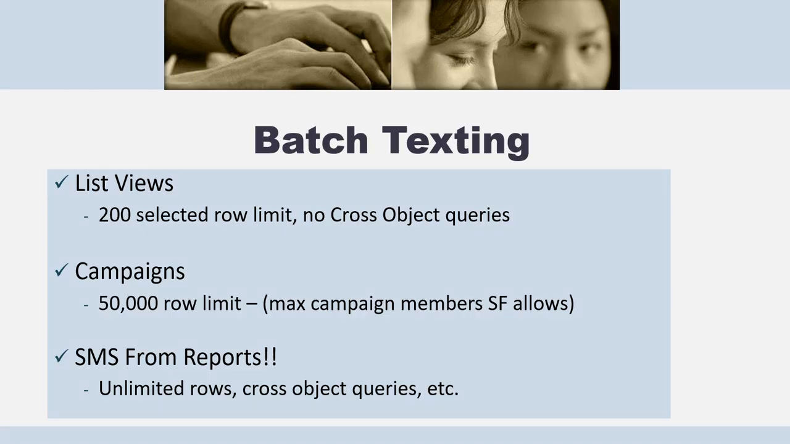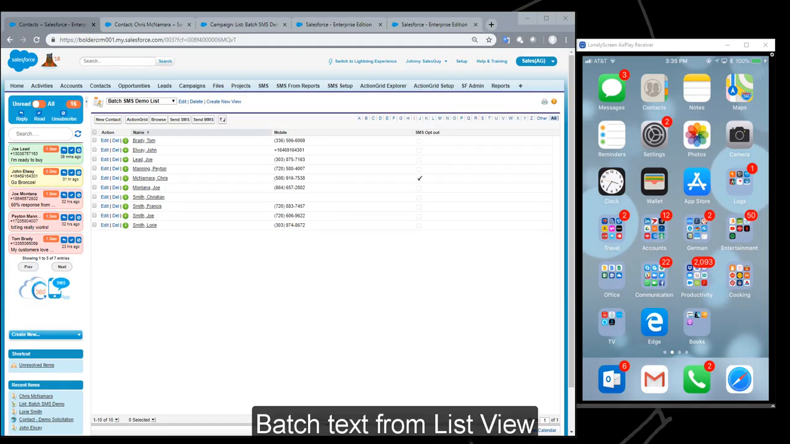Okay, now let's talk about batch texting. Just for speed, I won't read all this list, but we have the three primary ways, and we'll really focus at the bottom there on the differentiating SMS from reports feature. As you can see, some of the others have limitations. So let's start with the list view method.